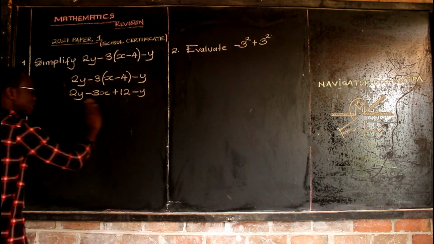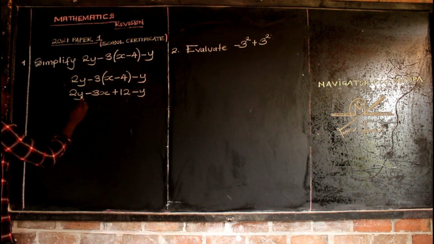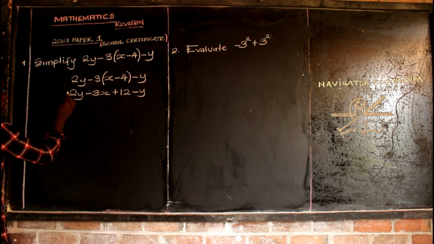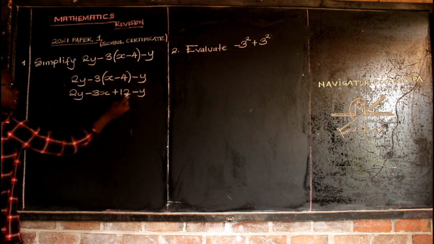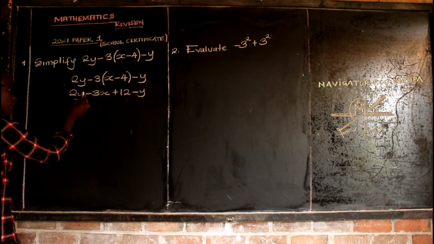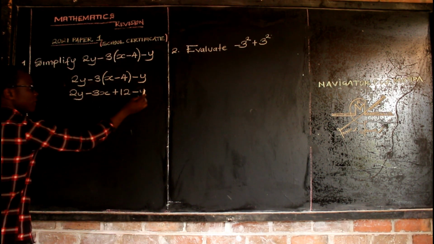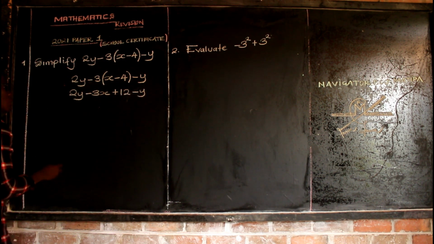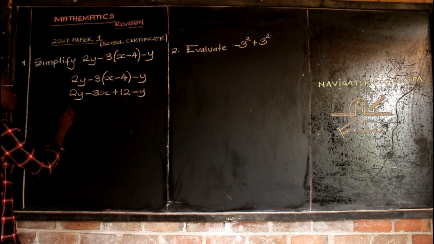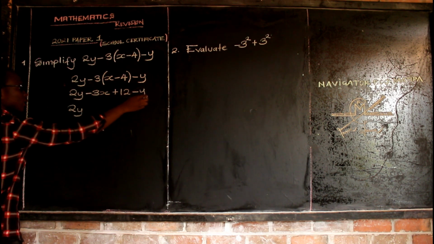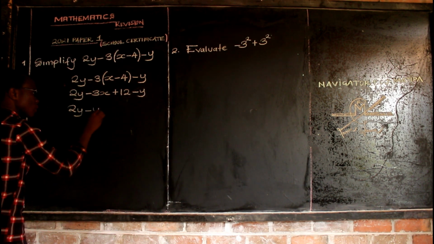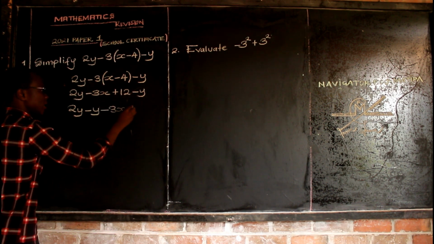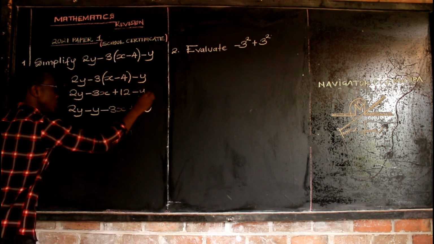Now which ones are like terms? You have got this y term and this y term. These two are like terms, because this one has got a variable of y, and this negative 1 also has got a variable of y. So we put the y terms together: 2y minus y minus 3x, then plus 12.